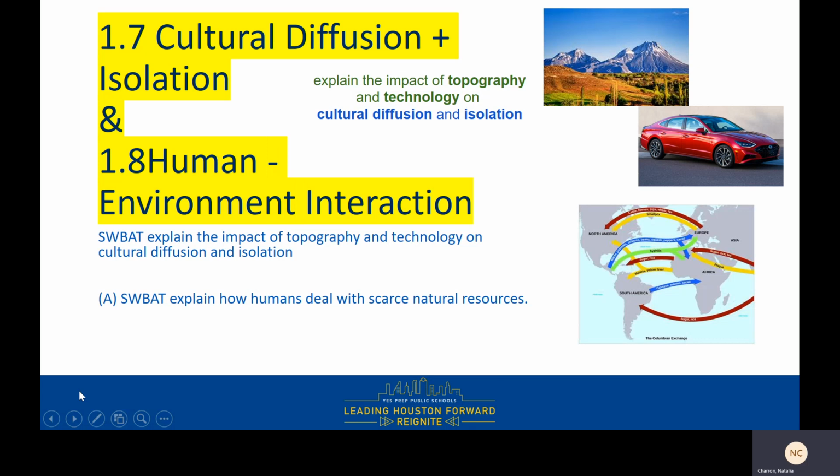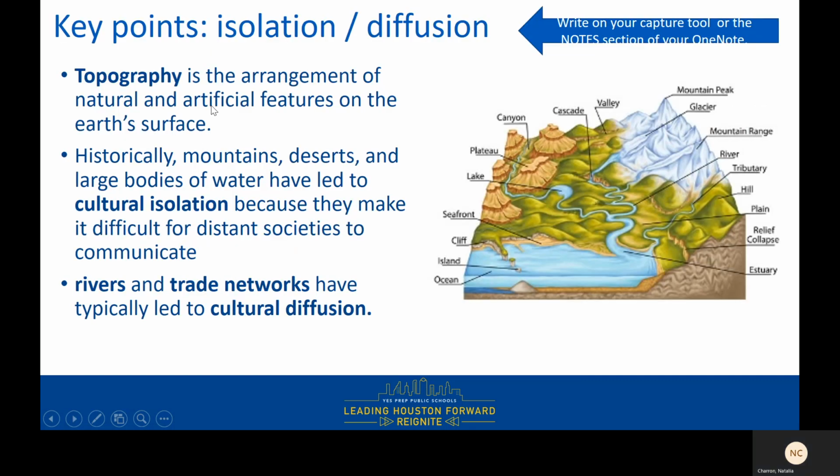Next, we're going to talk about cultural diffusion and isolation and human-environment interaction, focusing on natural resources. These are huge topics for social studies. So these are both key points that you're going to want to really be careful to remember the definitions. So first, topography. It's the arrangement of natural and artificial features on the Earth's surface. It is the lay of the land, like this stuff.